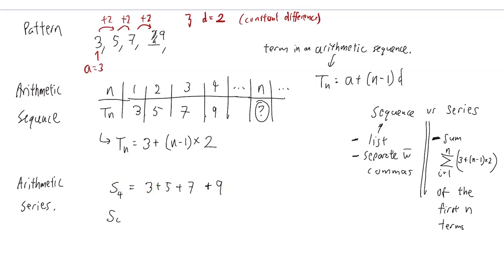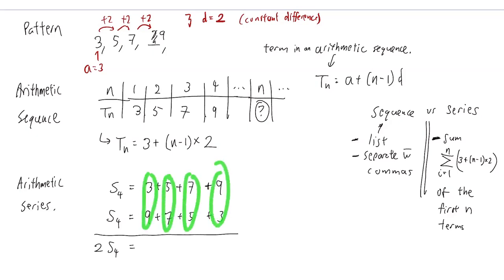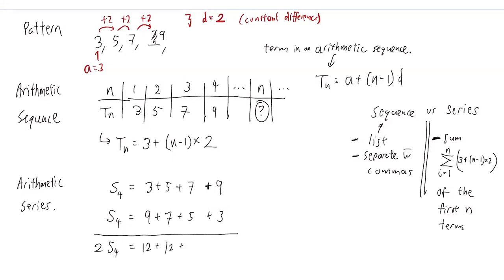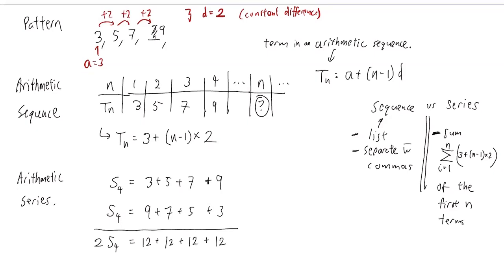Then I write S4 again, but this time I reverse the order: 9 plus 7 plus 5 plus 3. What happens if I now add those two copies together? S4 plus S4 gives me 2S4. But I can also add column-wise, right? What's so special? What's 9 plus 3? 12. What's 7 plus 5? 12. Oh, magic. Of course, it's not magic.